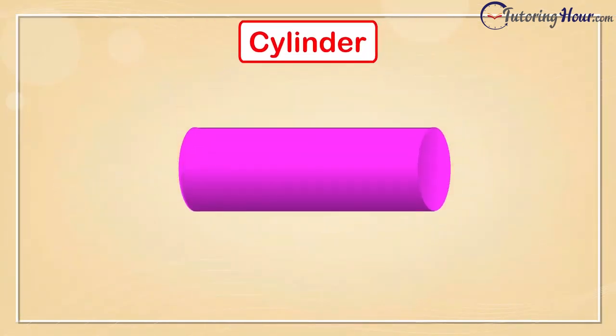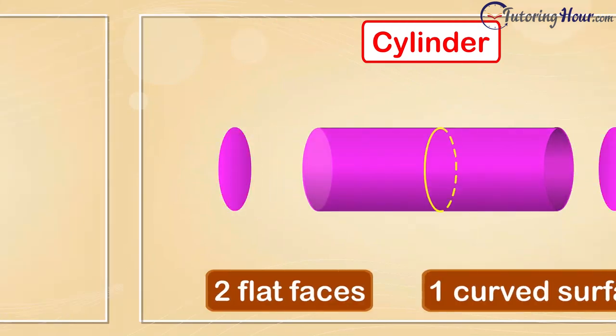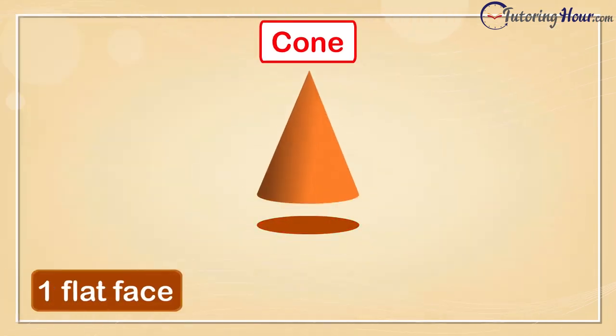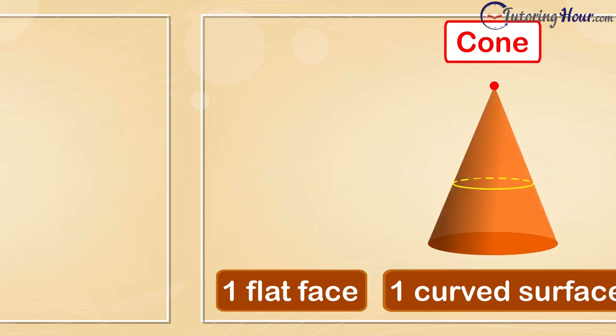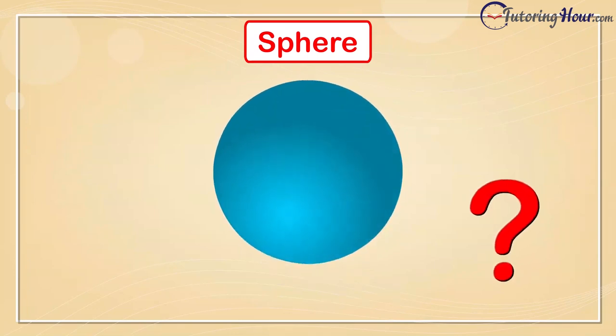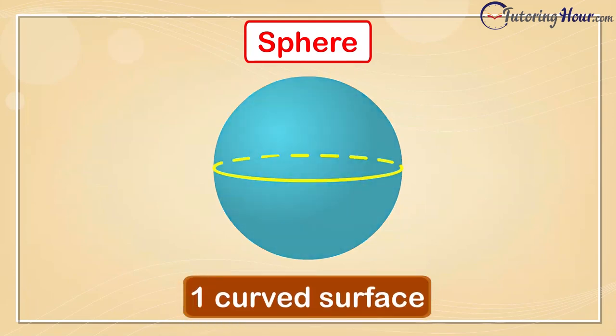Here comes the cylinder, our next solid shape. A cylinder has 2 flat faces and a curved surface. Let's meet our next shape, the cone. A cone has 1 flat face and 1 curved surface. It has 1 vertex. Here comes our last shape, the sphere. How many edges and vertices do you see here? A sphere has no edges or vertices. It has just 1 curved surface.